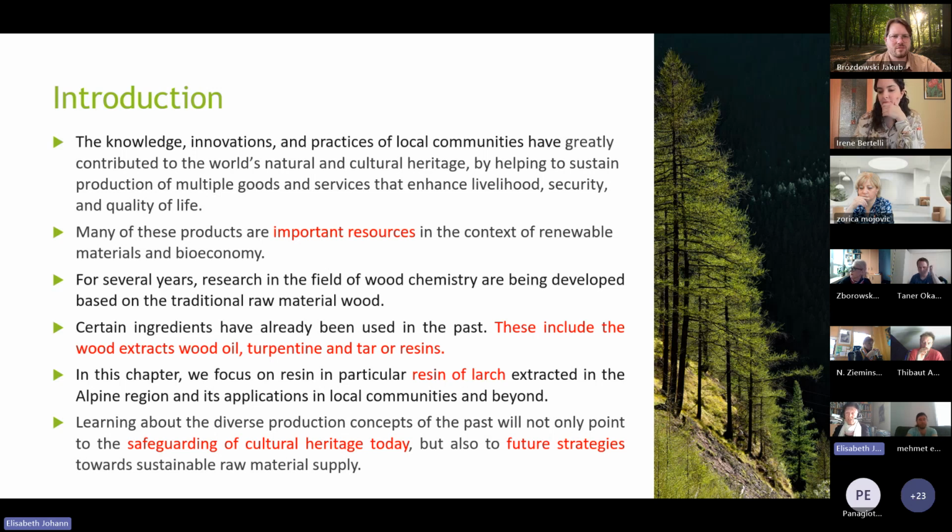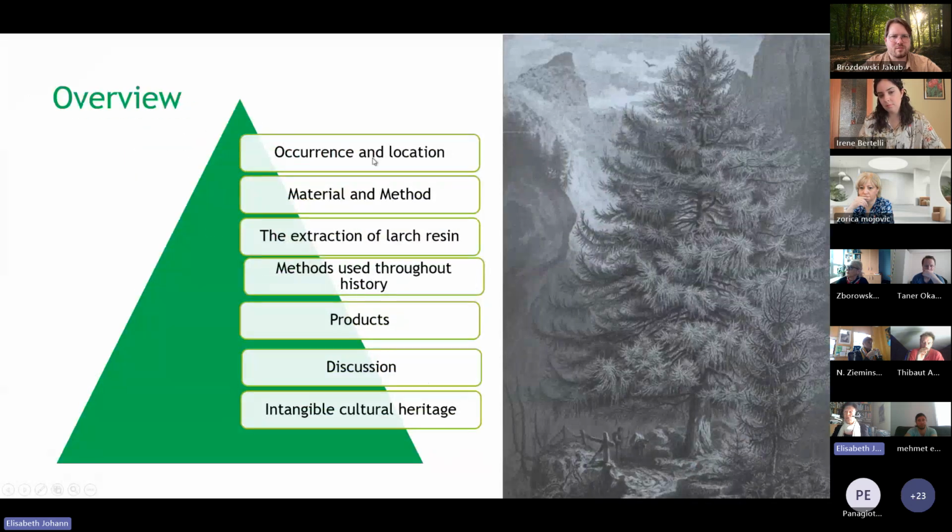Learning about the diverse production concepts of the past will not only point to the safeguarding of the cultural heritage today, but also to future strategies towards sustainable raw material supply. I will talk about the occurrence and location, the material and methods I've used, the extraction of larch resin, which is very specific, the methods used throughout history, some products, discussion, and also some words about the intangible cultural heritage.